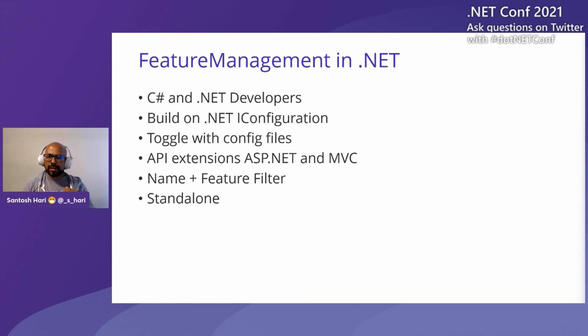You can toggle features on and off through a declarative configuration file, and you can dynamically evaluate the state of the feature based on the server to the call. With feature management, you also get API extensions for ASP.NET and MVC framework, like routing, filters, and action attributes. We will touch on some of those in our code.